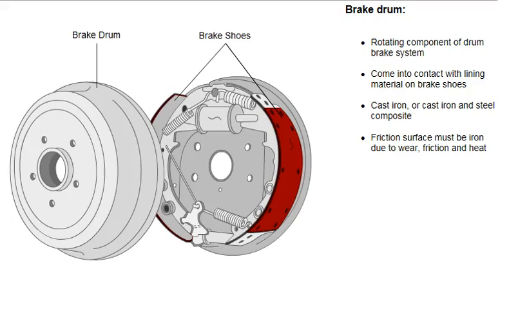The brake drum is the rotating component of drum brake systems. It comes in contact with the lining material of the brake shoes. The brake drum is made of cast iron or a composite of cast iron and steel. Iron must be used as the friction surface because of the amount of wear, friction, and heat encountered during braking.